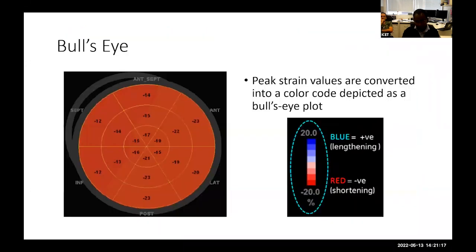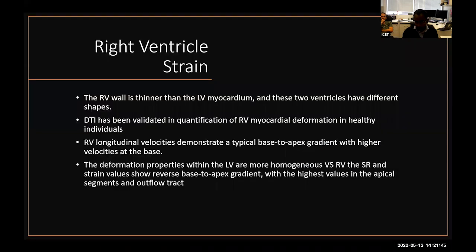Then you come up with a bullseye plot, which is usually an 18-segment bullseye plot, and that will give you some regional variations if there are any. That can account for specific disease entities, or if they've got certain areas of infarct that are affected, then you'll see a positive strain, or you won't see quite as negative a strain as you'd expect.